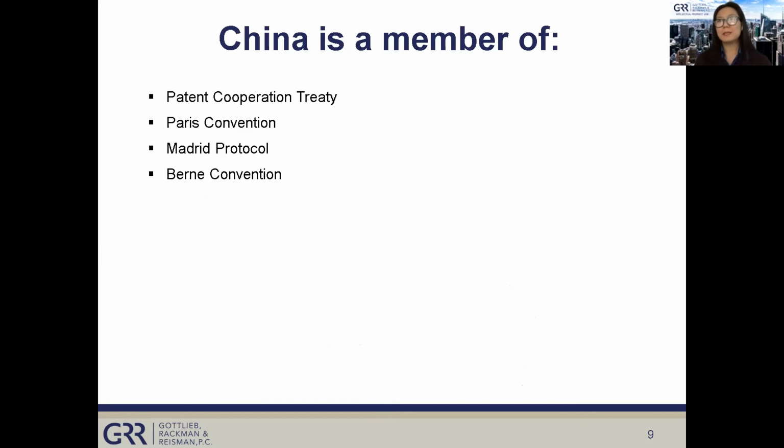China is a member of the PCT, the Paris Convention, the Madrid Protocol, and the Berne Convention. Missing here is a Hague Agreement for the design patent application. So when filing a design patent in China, while you can claim priority to the US application under the Paris Convention, it must be filed directly in China and not through any of these international routes.